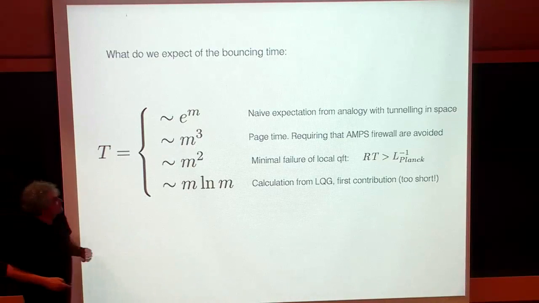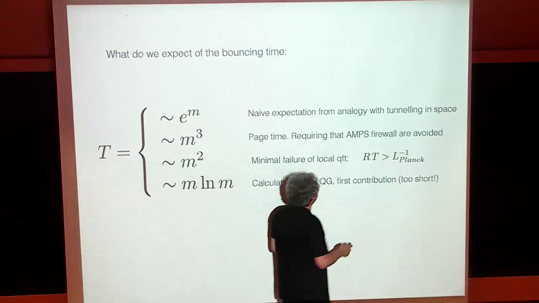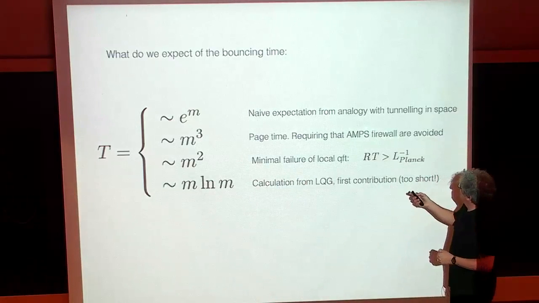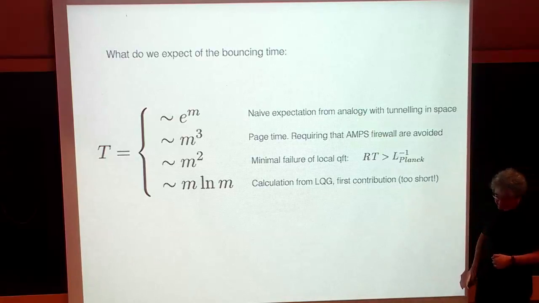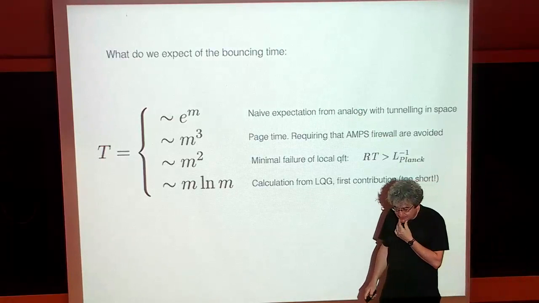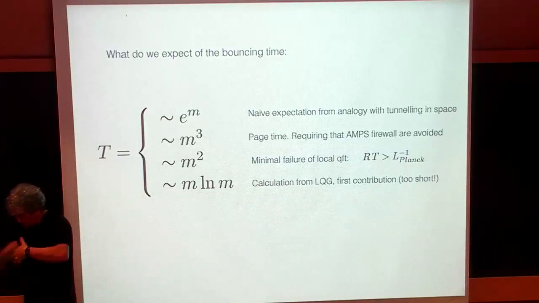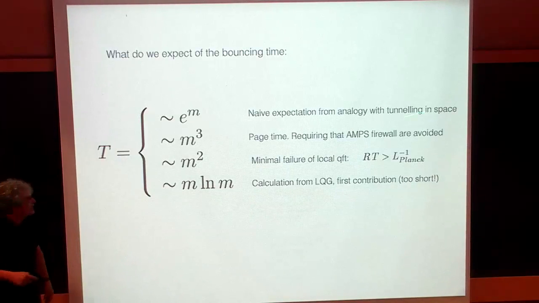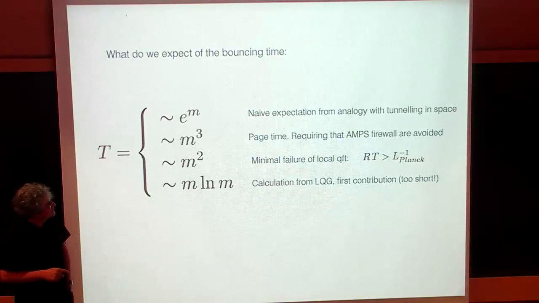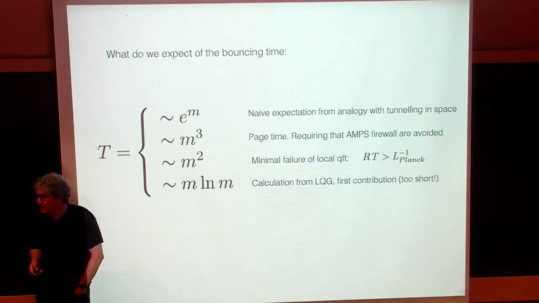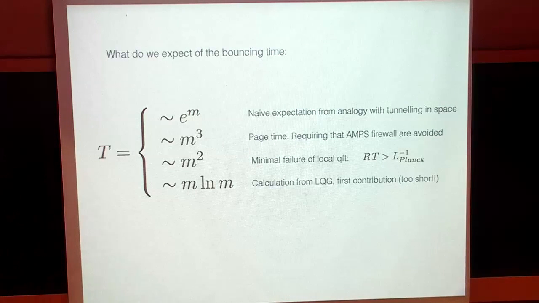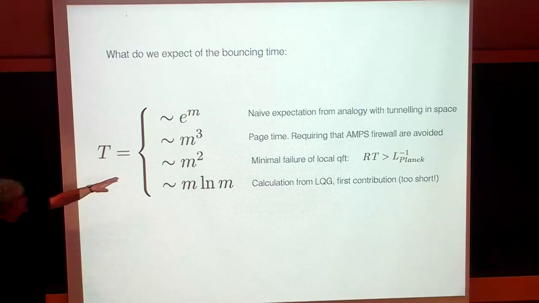Second hypothesis. Let me read the firewall paper and say, well, I don't believe in firewalls, so some hypothesis must be wrong in the theorem. The theorem is right. So something should be violated with respect to the hypothesis, at least at Page time, to order M cubed. So suppose that this is what happens. Then this should happen in time M cubed.